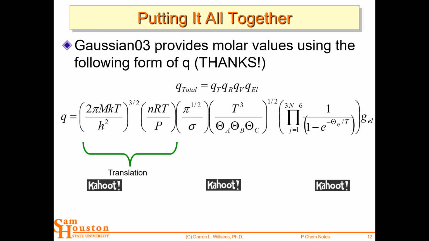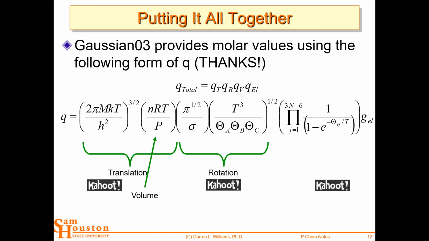You have the mass of the molecule, K, T, so on, it's constant. You have the volume here, nRT over P. Then we have the rotation. We have the 3 rotational temperatures, which are the rotational constants converted to Kelvin, dividing by Planck's constant, and so on. The sigma is the symmetry number.